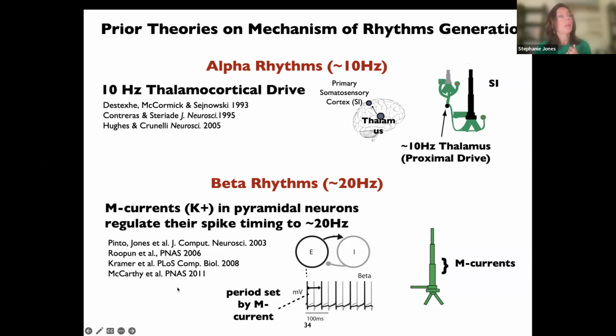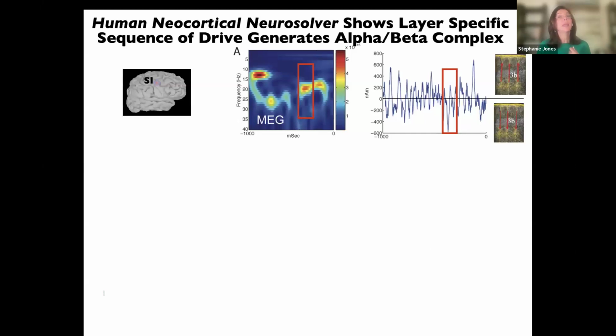And so in the model, we can generate 10 hertz input from the thalamus and see, does that produce alpha in our model? Beta rhythms were thought to be generated by these specific currents in pyramidal neurons that when interacted with excitation and inhibition, they create these 20 hertz oscillation. If anybody out there knows about PING, pyramidal interneuron gamma, this is just a slowed PING due to these M currents. And so we can build these M currents into our model and ask the question, if I drive it at alpha and I engage these M currents, do I get this alpha beta complex? And what we found was no, that wasn't the case.